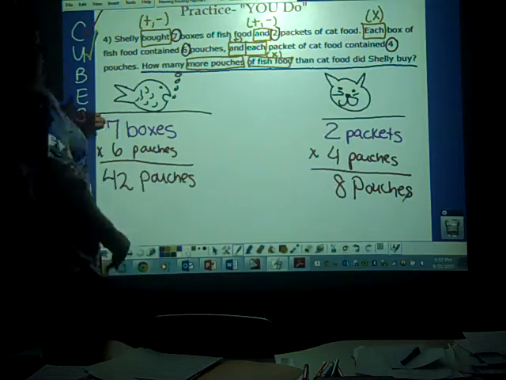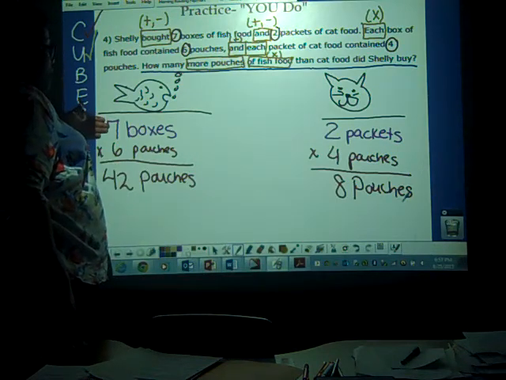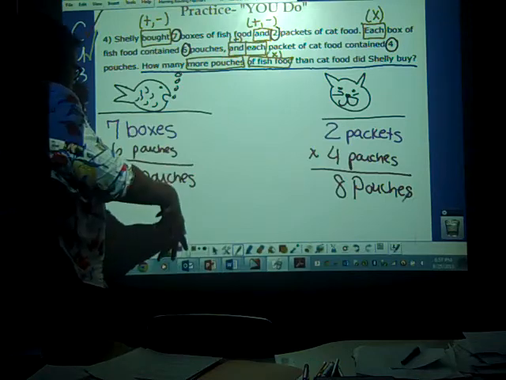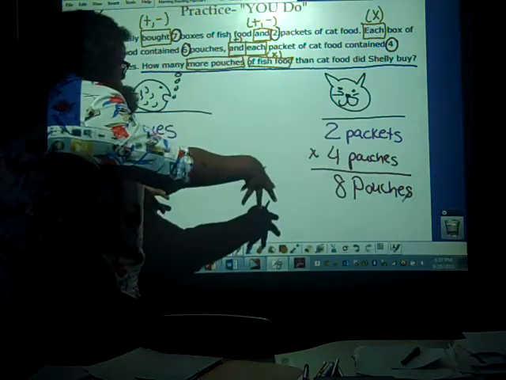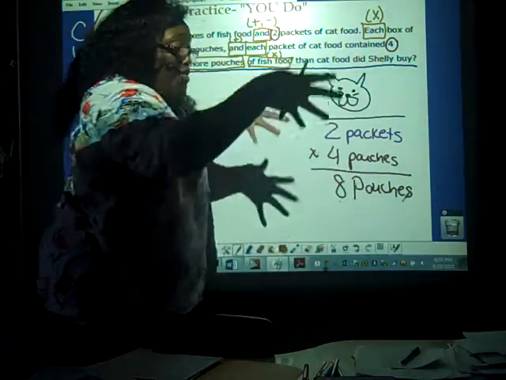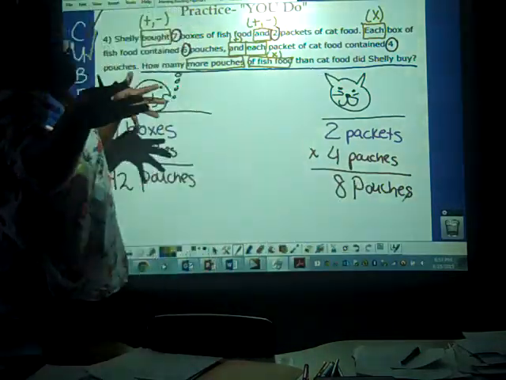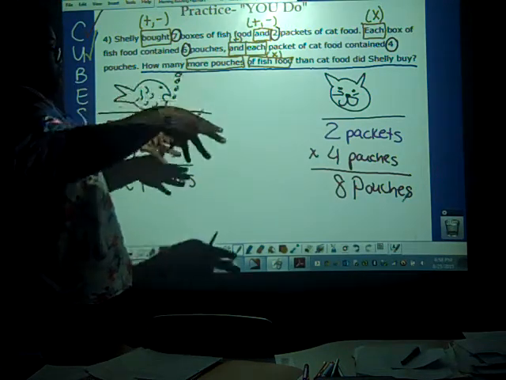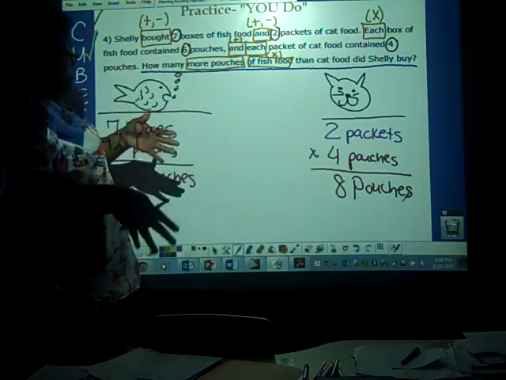So over here she has 7 boxes. Each box had 6 pouches. So here's a box of 7, so that's 6, 12, 18, 24, 30, 7. Where am I going by?